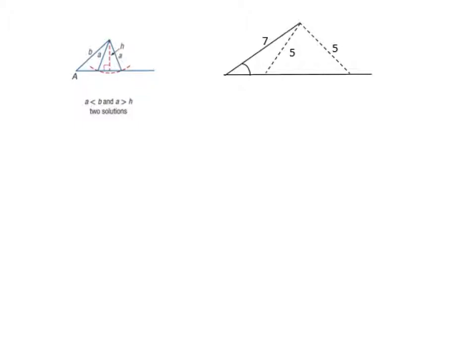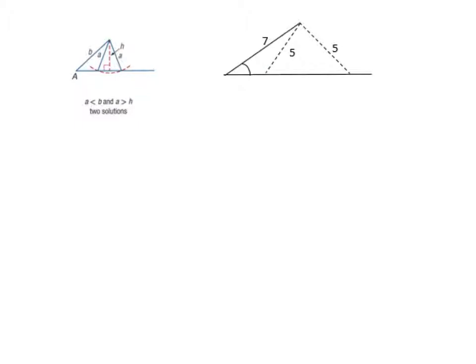So if you look at this one, you would still have a side across from it that's smaller than this one, but it's a little bit longer than the one on the previous screen, and this would give you two triangles. So the one on the previous screen would give you no triangles. This would give you two.